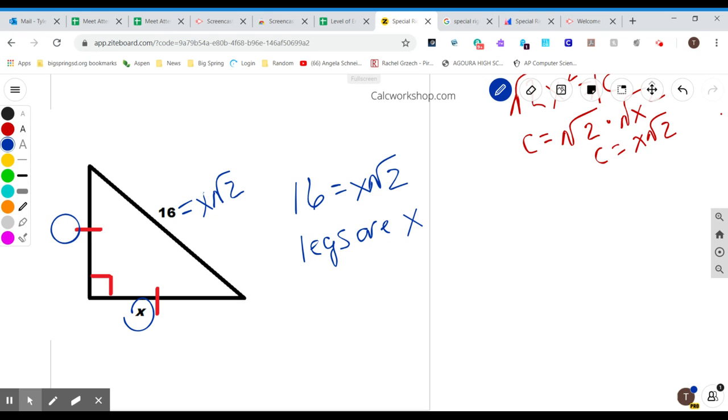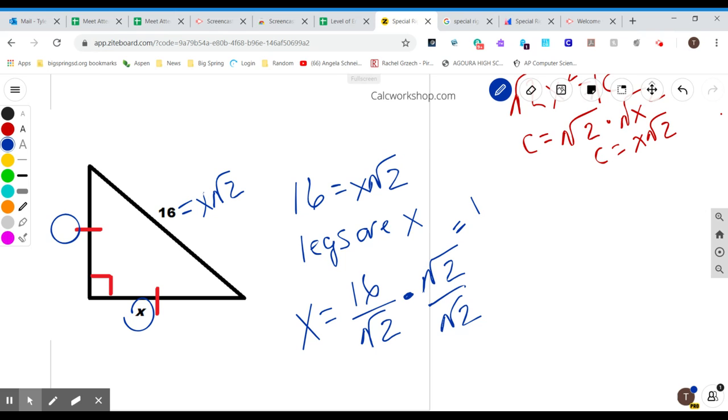What I should have said is x is going to equal 16 divided by root 2. Now to get rid of that division sign, what we can do is multiply by root 2 over root 2 because they cancel each other out. That's just like this equals 1. If we multiply by 1, we don't change anything. So what this turns into then is 16 root 2 over 2, because root 2 times root 2 is just 2. So the legs would each be 8 root 2. And we're keeping that in exact form. We don't want a decimal.